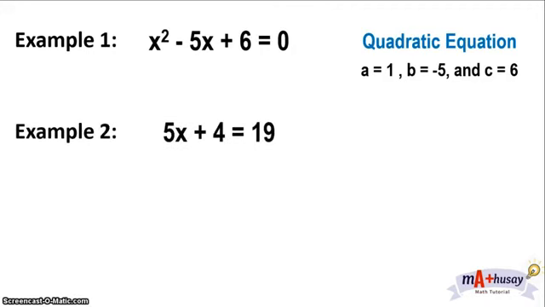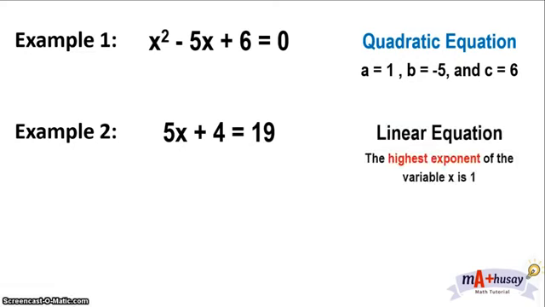Example number 2. Is this a quadratic equation? 5x plus 4 equals 19. Yes, it is a linear equation because the highest exponent of the variable x is 1.